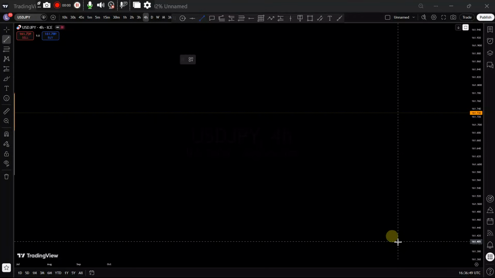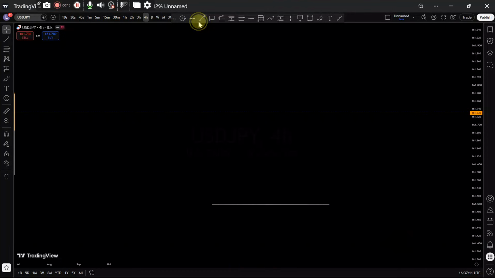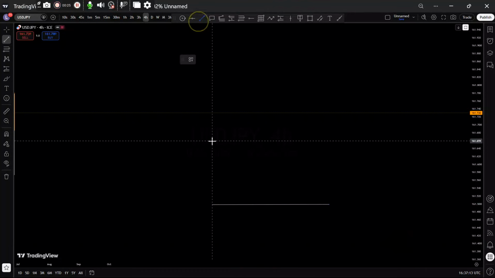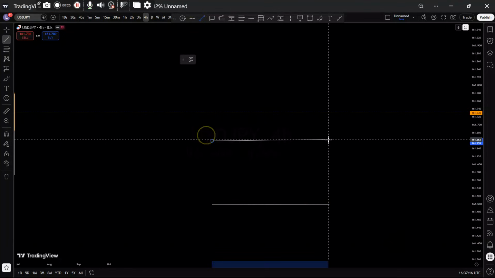Resistance. Like I said, what's a support? Support is like your floor. Let's use the basic realistic example. The floor which you're standing on is the support, and the resistance is the one above, which is your rooftop, or should I say your ceiling.